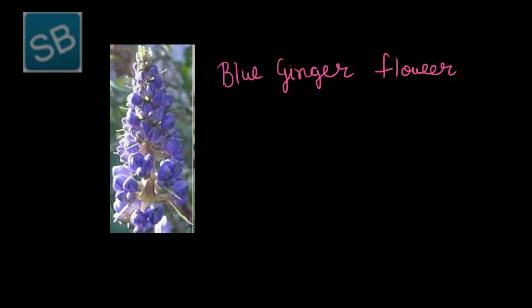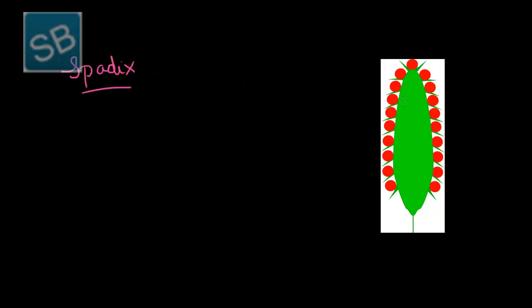Now let us start with another type, that is spadix. This figure shows the spadix type of inflorescence. As it can be seen from the figure, in this type the peduncle is thick and fleshy and bears unisexual or sessile flowers.